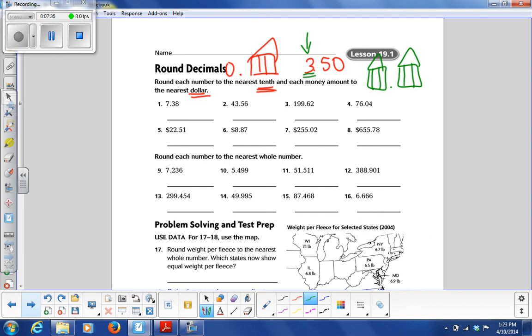All right, so let's try 43.56, and I'm going to round the decimals to the nearest 10th. So I'm going to start with my 5. I'm going to look next door to my 6. 6 is higher than 5, so I'm going to add 1 to my 5, so that'll leave me with 43.6. Okay, now the dollar ones. Let's take a look at this one. 22.51. I'm going to round it to my nearest dollar, which is going to be there at my 2. I'm going to go next door to my 5. If it's 5 or above, I need to add 1 to the 2, so that'll leave me with $23.